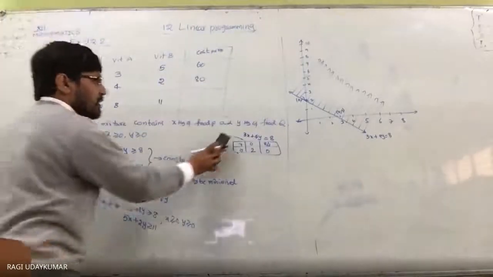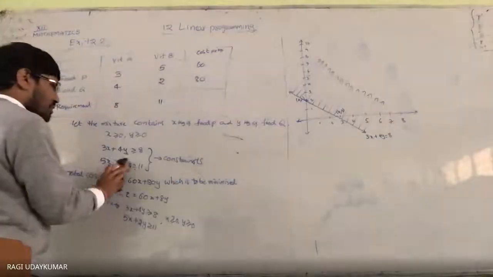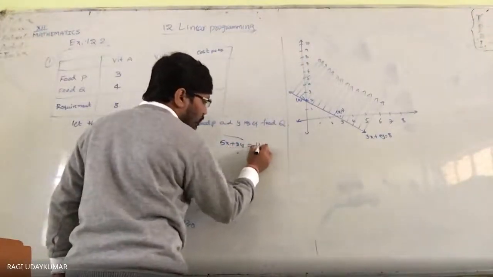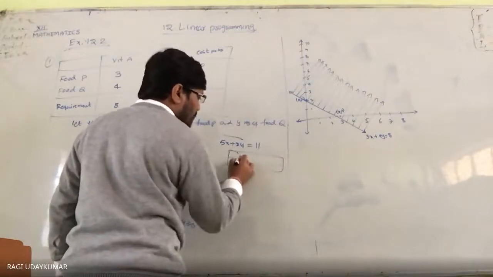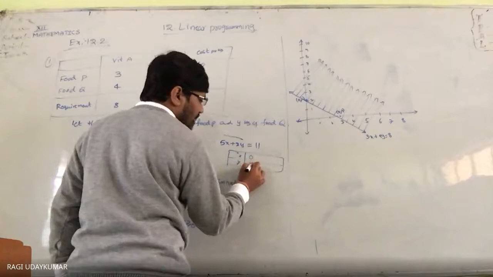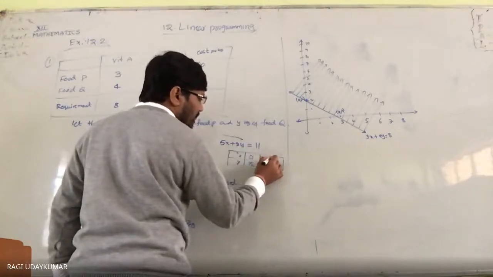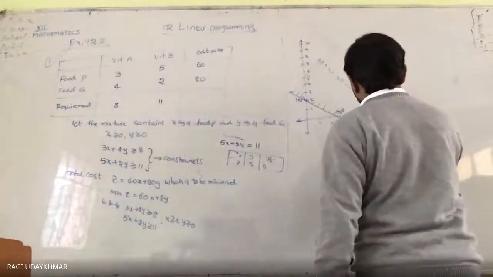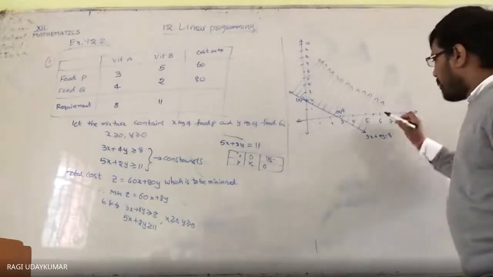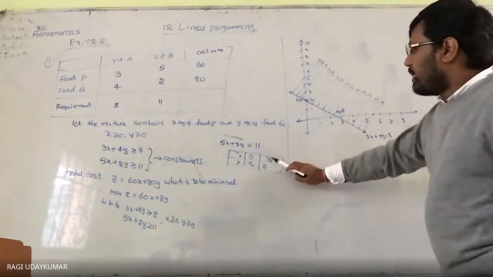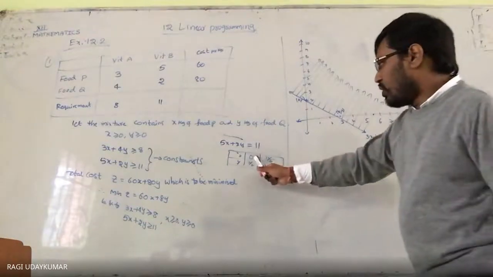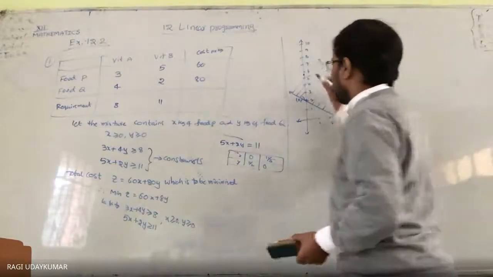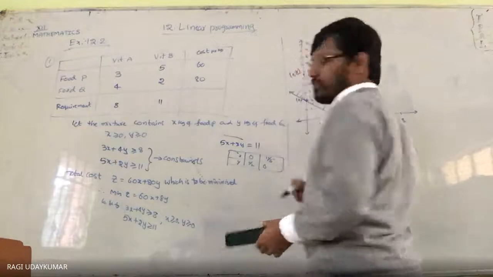Second one also in the same way. The second inequation given to you is 5x plus 2y greater than or equal to 11. Take 5x plus 2y equal to 11. If you take x as 0, y is equal to 11 by 2, which is 5.5. The point 0 comma 5.5 will be here. This is the point 0 comma 11 by 2.